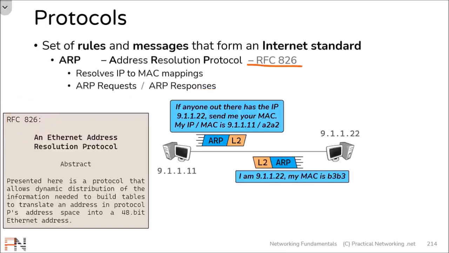And the fact that these rules are published as an internet standard allows ARP to be implemented by many different vendors. That's what will allow a HP server to speak to a Apple MacBook, or a Dell laptop to speak to a Samsung phone. All of these different vendors are simply following the public open internet standard for ARP, and that's what allows them all to speak the same language when they are doing ARP with one another. That is the definition of a protocol. Again, it's simply a set of rules and messages which create an internet standard.